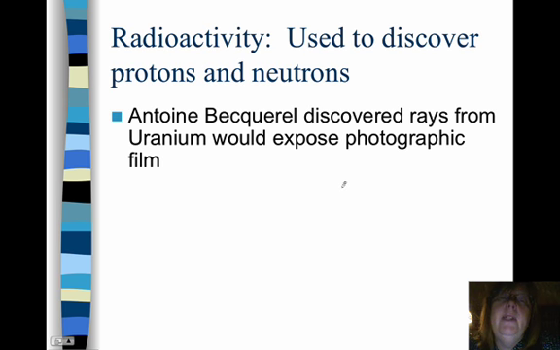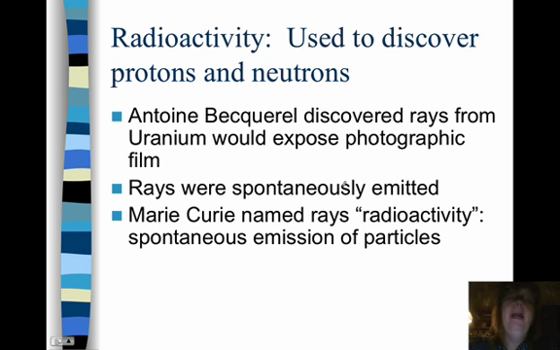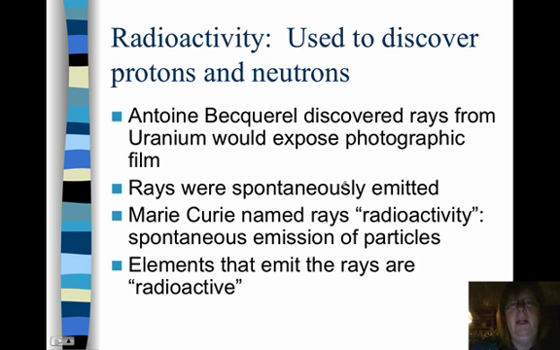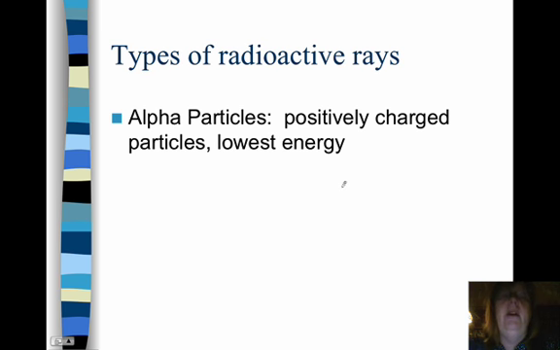So Becquerel was the first person who was credited with discovering radioactivity, and he discovered that rays from uranium were exposing his photographic film. These rays were just spontaneously emitted from the uranium. Marie Curie named these rays radioactivity, which she said meant spontaneous emission of particles. And she said that elements that emit these rays are called radioactive. So here are the types of radioactive rays.